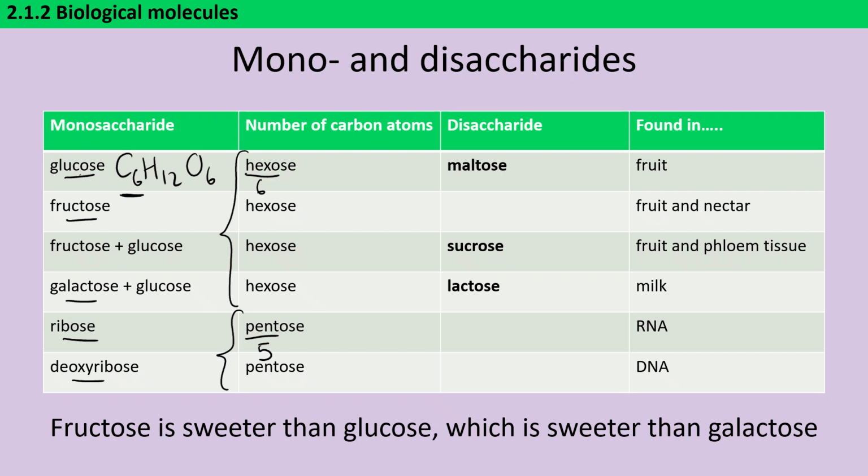So fructose is sweeter than glucose and glucose is sweeter than galactose. Next, we've got our disaccharides. So remember, di means 2, so they're going to have 2 subunits in them. So maltose is just made up of repeating units of glucose. So one glucose bonded to another glucose.